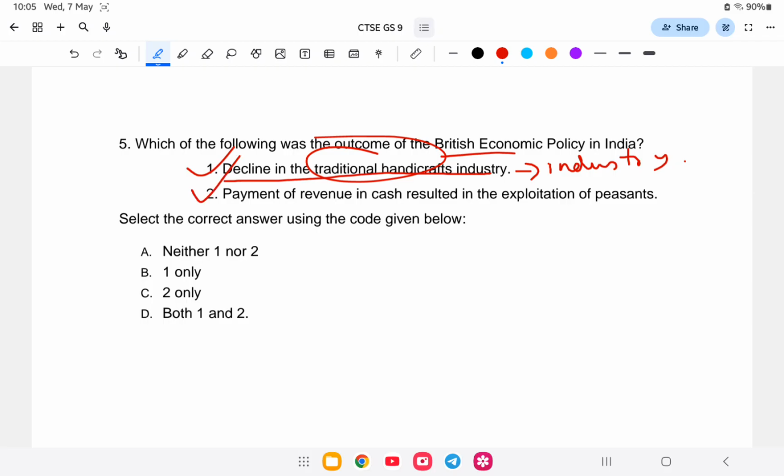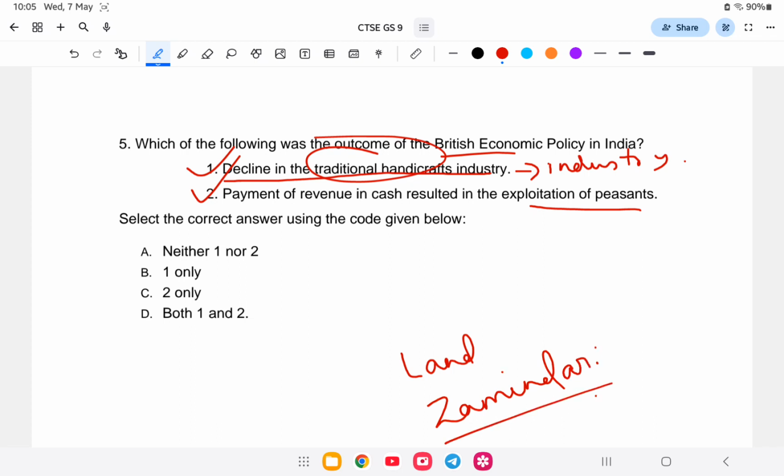Number 2, payment of revenue in cash resulting in the exploitation of peasants, that is the land revenue settlement, that is the zamindari system. The earlier land revenue system was completely ended, because farmers could not pay revenue directly but dealt through the zamindars. So this led to the exploitation of peasants. So 1 and 2 are correct. So the answer is option number D, that is both 1 and 2. So let us go to the next question.